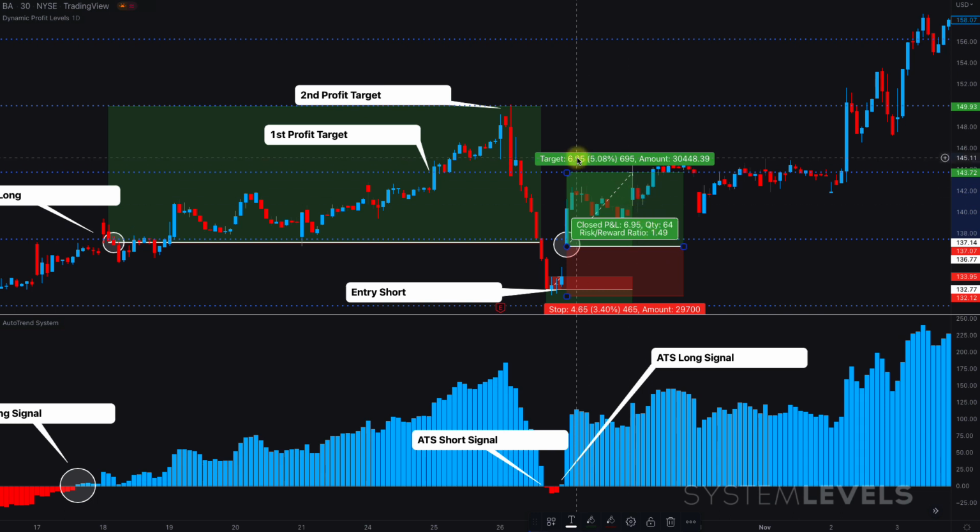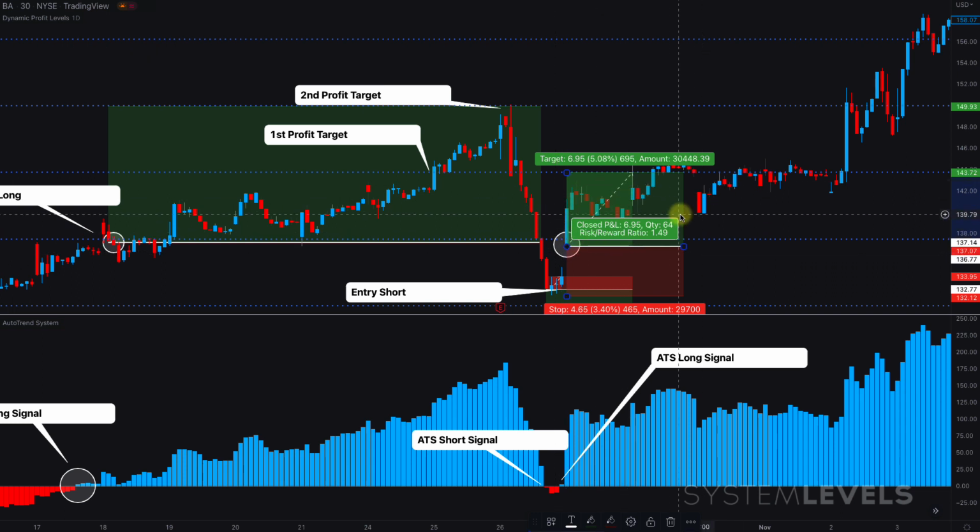This is a total profit of $6.95 a share, right? $6.95 a share times 333. That is a total profit at this point of $2,314 for our first partial profit.